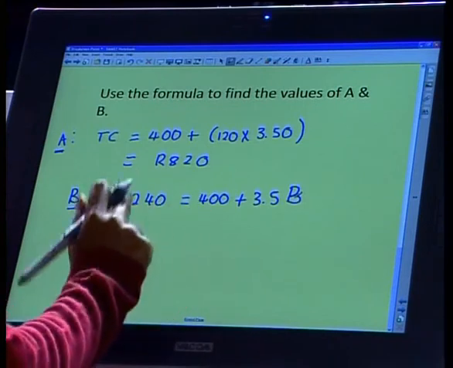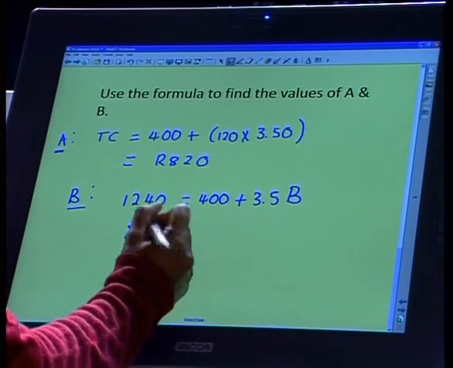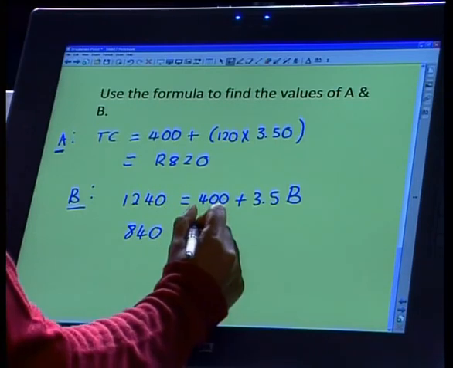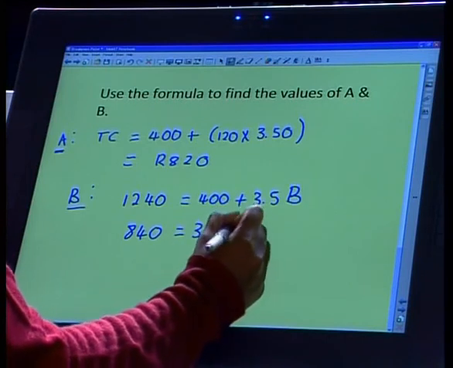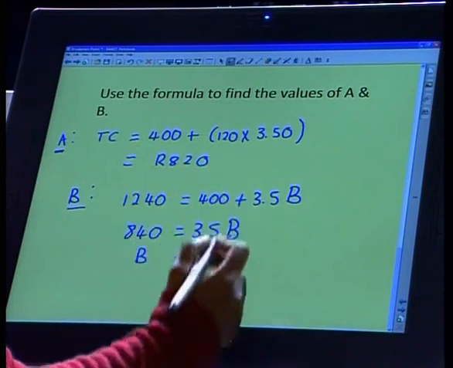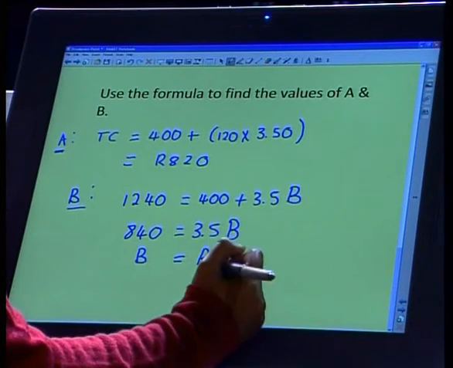All right, we take the 400 over to the left-hand side. We get 840. 1240 minus 400 is 840. That's equal to R3.50 times B. So to find the value of B, divide both sides by R3.50, and you will get an answer of 240.